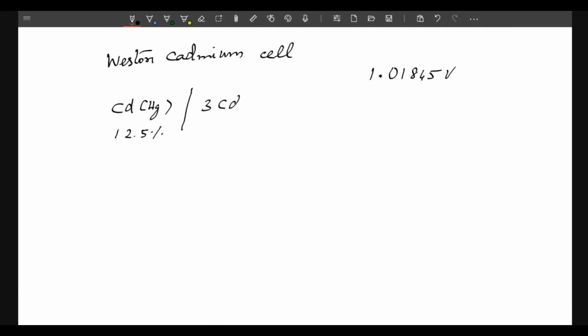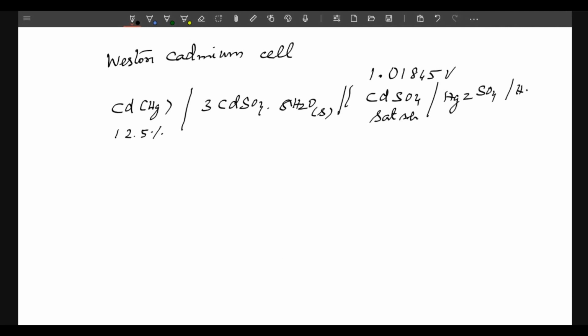It is a liquid in contact with solid cadmium sulfate, and a saturated cadmium sulfate solution in the cathode compartment, along with mercurous sulfate, Hg2SO4, and mercury. This whole thing we call the cadmium cell, the standard cell. You might have also seen this Weston cadmium cell.